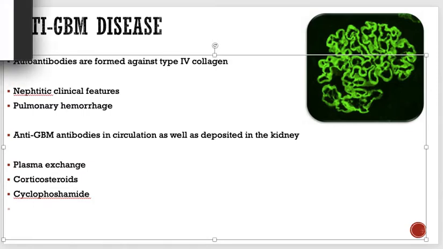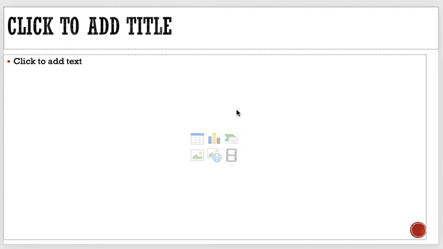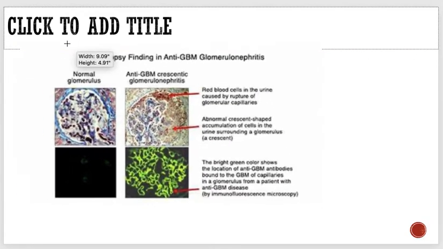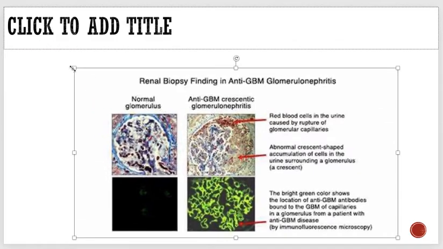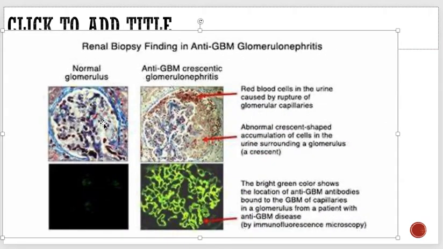So you can see over here, I can show you this thing here. This is the renal biopsy finding in anti-GBM glomerulonephritis. What they are showing you is the normal glomerulus, and this is the anti-GBM crescentic glomerulonephritis. Okay, and this is the immunofluorescence. What they are doing, and see, same pattern. The bright green color shows the location of anti-GBM antibodies. Okay, all over the glomerular basement membrane. You can see these antibodies. So this is how these patients present.